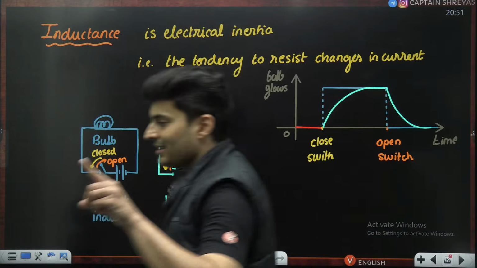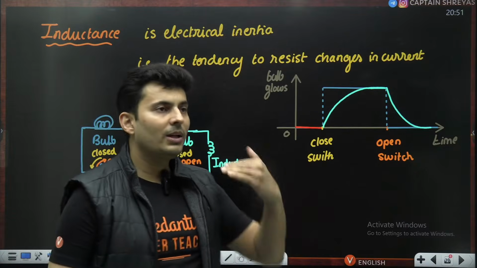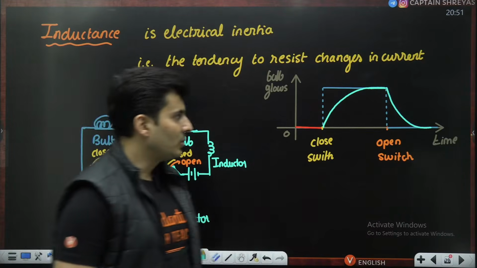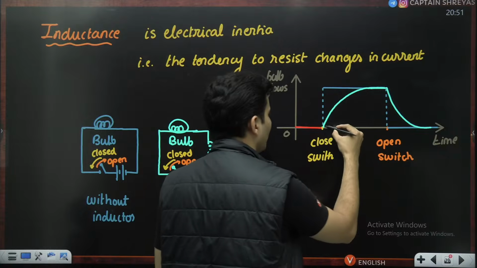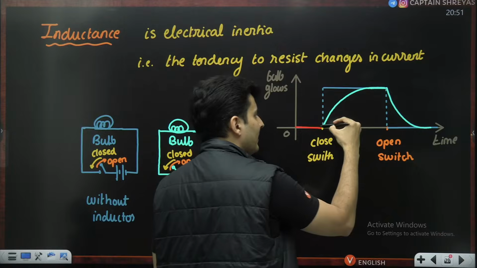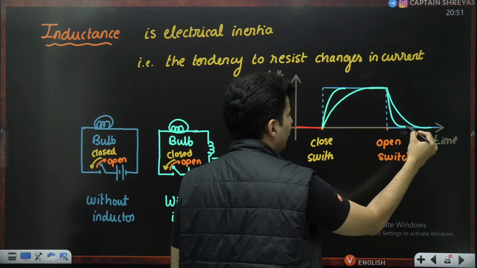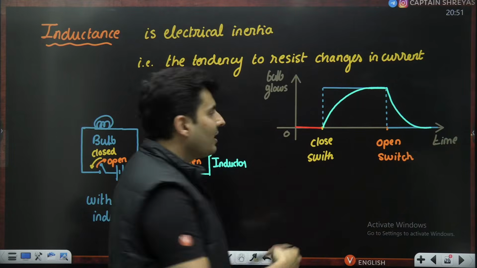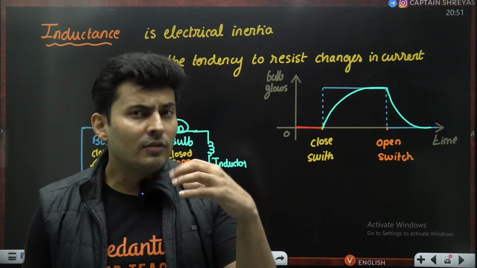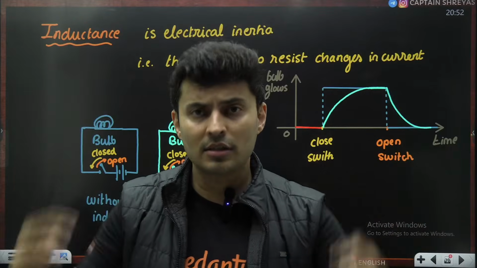So I hope you understand what an inductor does. It does not allow sudden changes. It will resist the changes from happening. If the inductance is more or less, what will happen? Let's say the inductance is less, then it will rise very quickly and also fall very quickly. So the changes are very quick. If inductance is less, that means it does not resist much. And if the inductive property is more, then you will see the changes are very, very slow.